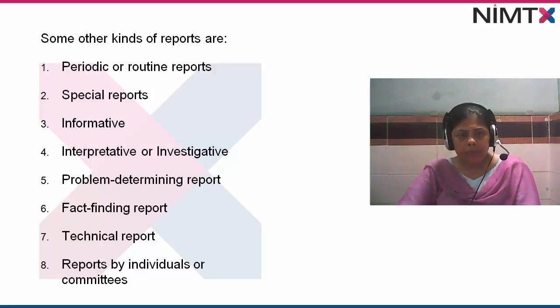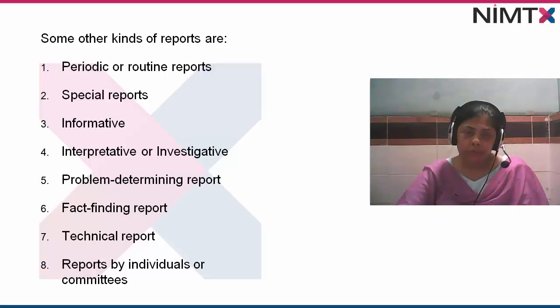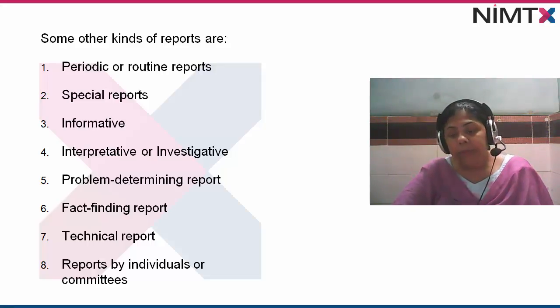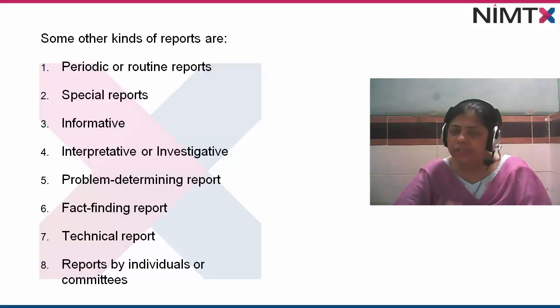Some other kinds of reports are periodic, which is made periodically. Special reports are based specifically on that particular subject. If a report is made specifically on any particular subject, it is a special report. Informative reports give you information, they state facts, but they do not analyze those facts, and they do not give recommendations. They just give you the information required.